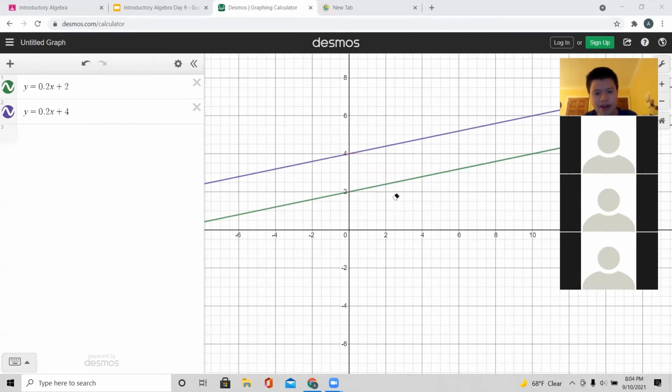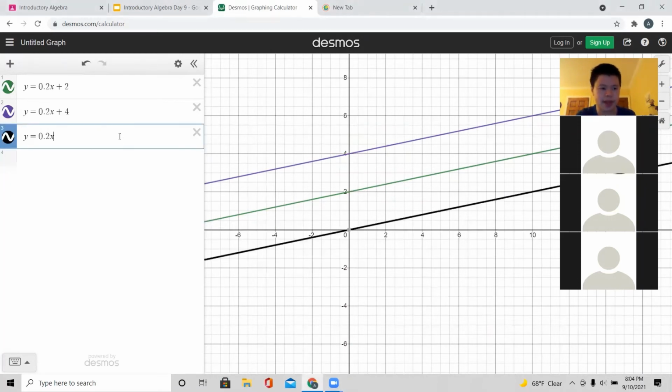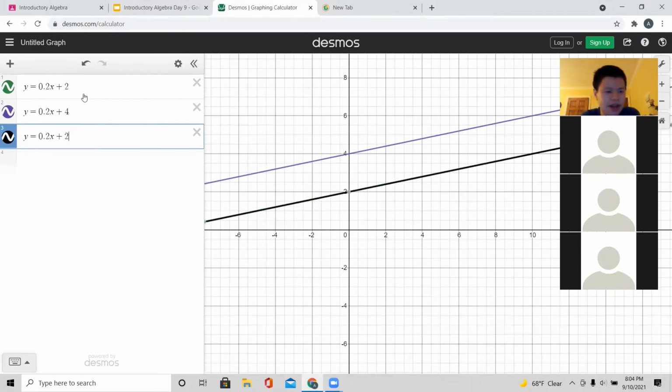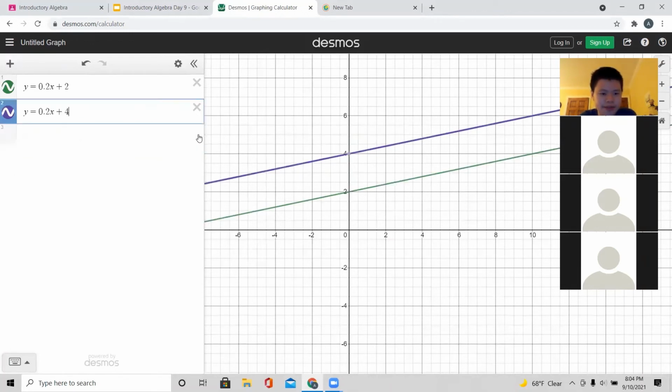However, if we were to have y equals 0.2x plus 2 and y equals 0.2x plus 2, these are actually the same line, so they have the same slope but aren't parallel. So just watch out for that. If they're the same line, they have the same slope, but they're not parallel.